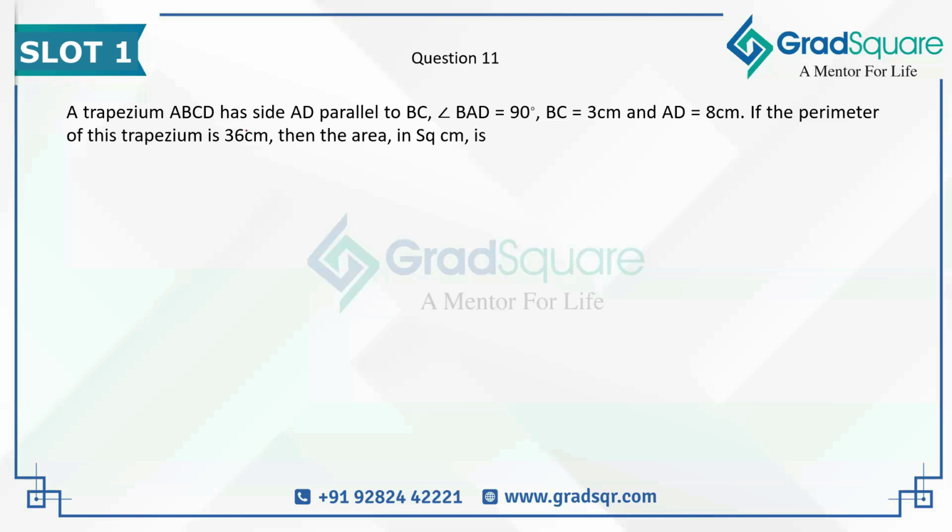It says a trapezium ABCD has a side AD parallel to BC. So the parallel sides have been given to us, and angle BAD is equal to 90 degrees. That is also given to us. BC turns out to be equal to 3 centimeters and AD turns out to be equal to 8 centimeters.